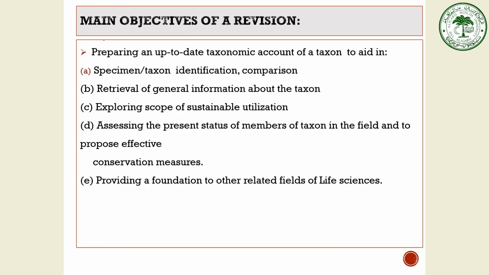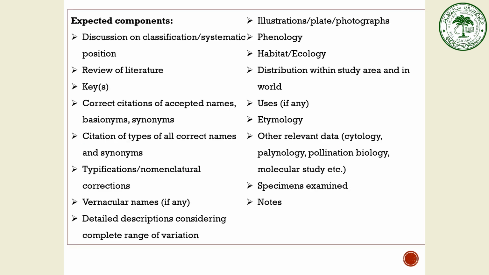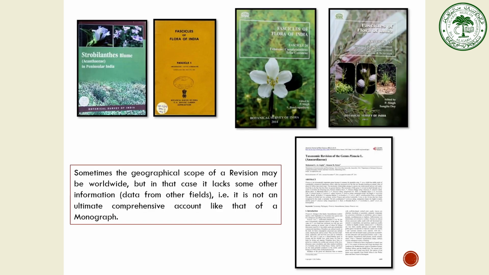The main objective of a revision is preparing an up-to-date taxonomic account of a taxon, to aid in specific taxon identification and comparison, or retrieval of general information about the taxon, or exploring the scope of sustainable utilization, for assessing the present status of the taxon in the field and for conservation measures, then providing the foundation for other related fields of the life sciences. So there may be many reasons for writing a revision of a particular taxon, and there are some expected outcomes of revisions. And these are some examples of revisions.